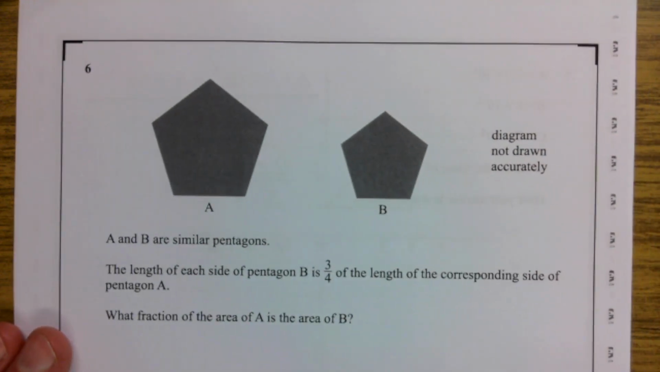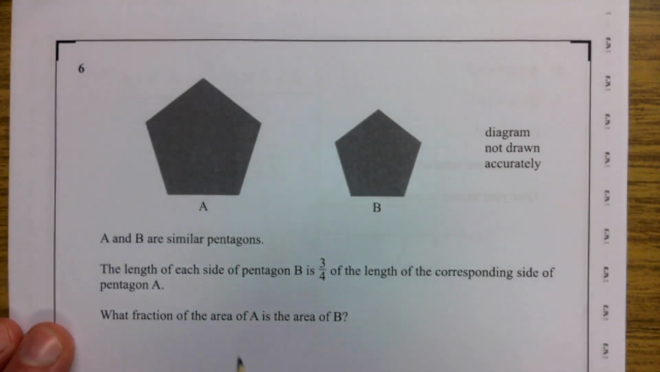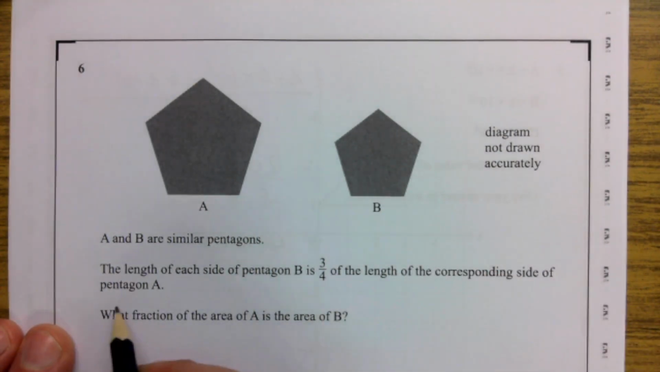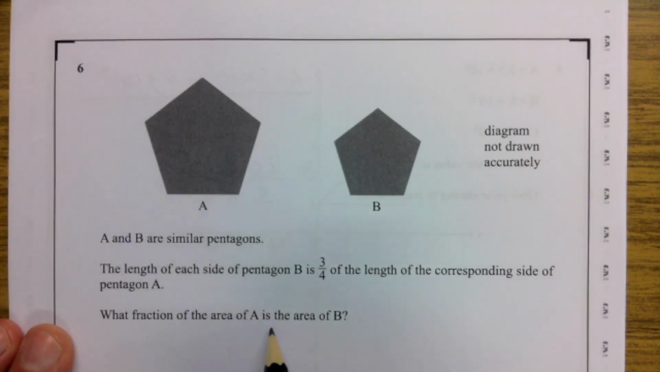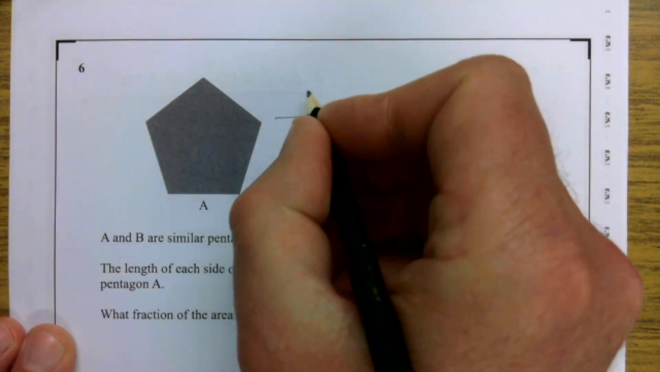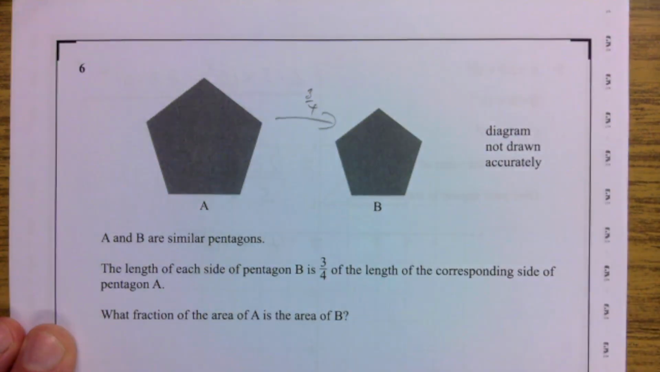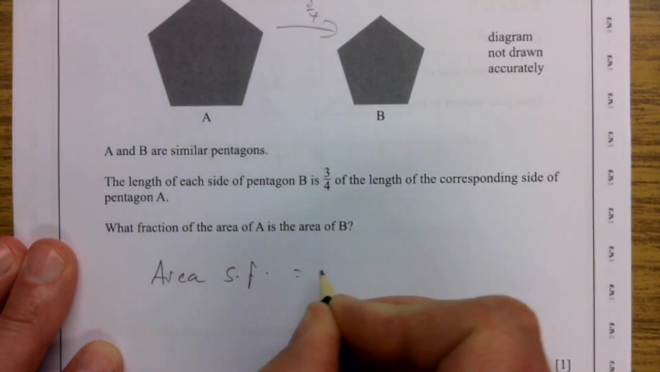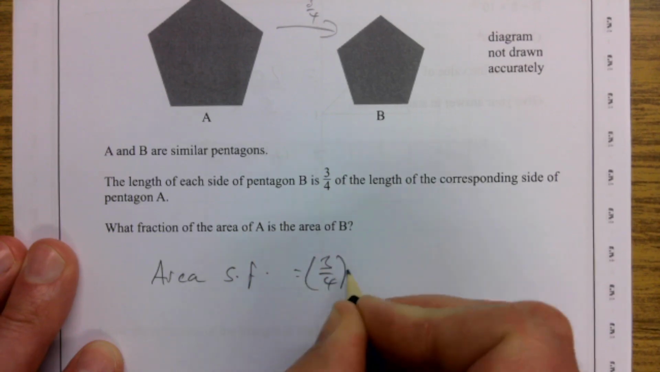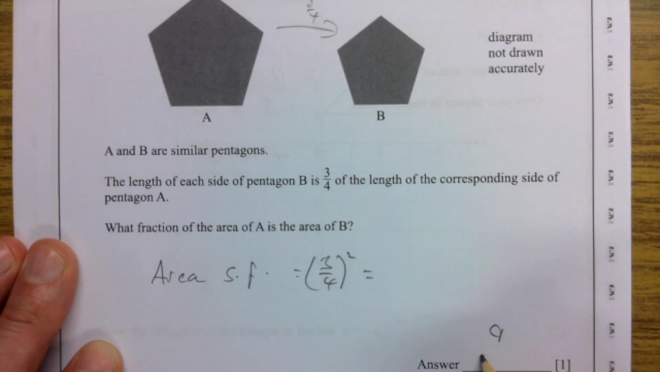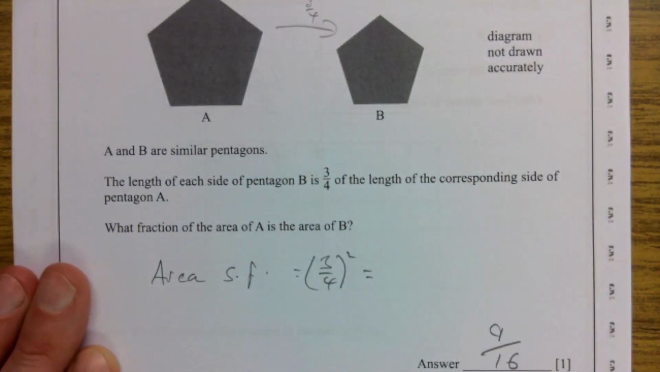A and B are similar pentagons. The length of each side of the pentagon B is 3/4 of the corresponding side. What fraction of the area is shape B? So the scale factor for their lengths is 3/4. So the scale factor of their areas is going to be 3/4 squared, and if you square that, then you get 9 over 16.